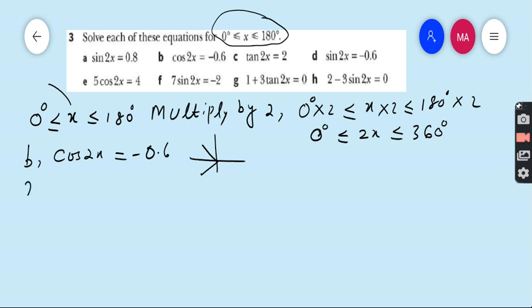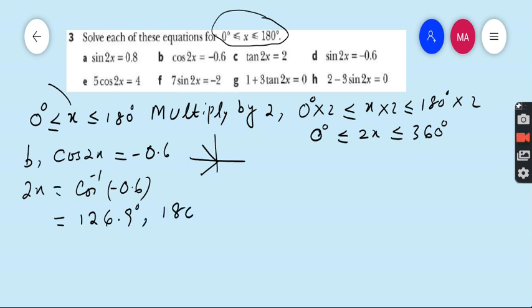Now find cos inverse of minus 0.6, which is equals to 126.9. And 126.9 means this value already lies in second quadrant. So no need to find the value of the second quadrant. This is our answer. Now in order to find the value in third quadrant, we should find the basic angle.